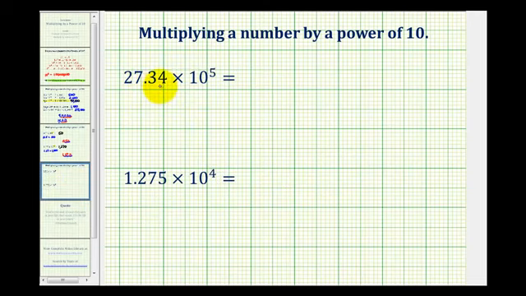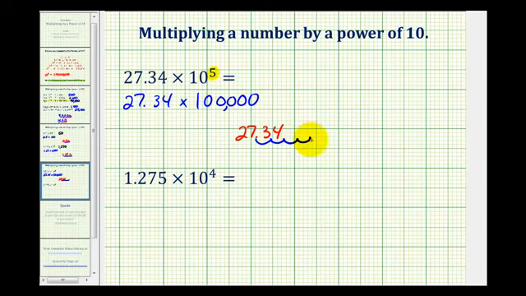Here we have 27.34 times 10 to the fifth, which would be the same as 27.34 times 1 followed by 5 zeros. But to determine this product, we'll take the decimal of 27.34 and move the decimal point 5 places to the right. So 1, 2, 3, 4, 5. We're missing 3 digits, so we'll add 3 zeros. 1, 2, 3. Putting in our commas here, we would have 2,734,000.